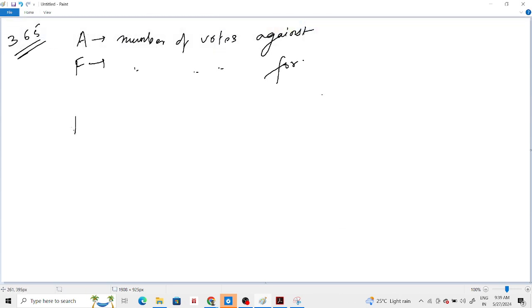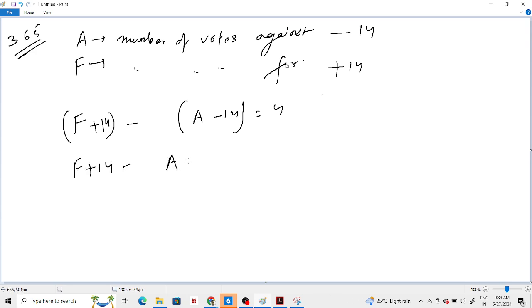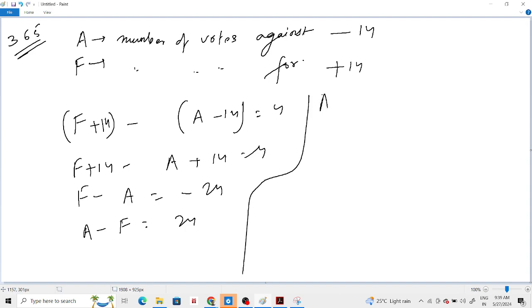Okay. See, if 14 people are taken away from here and added over here, right? So F plus 14 minus A minus 14, then the difference of vote will be 4. So that is going to be F minus A is equal to minus 24. If I take minus common, A minus F is equal to 24, or A is equal to F plus 24. So that means the number of people who voted against is 24 more than the number of people who voted for.